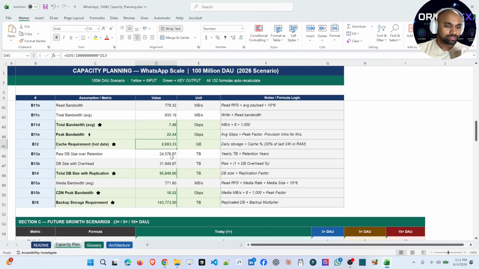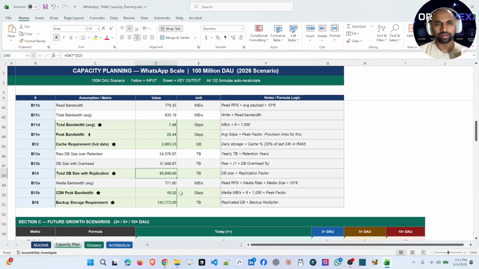Next, come to the raw database size. This is the raw database size over retention, 24,576.67 terabytes, that is yearly terabytes times the retention years. Retention we are calculating as 5 years. Next, the DB size with overhead: we need to consider plus 30% overhead. Plus 30% of this value, we will get around 31,949.67 terabytes. Total DB size with replication, we are considering 3 times replication, so this value times 3 gives around 95,849 terabytes.